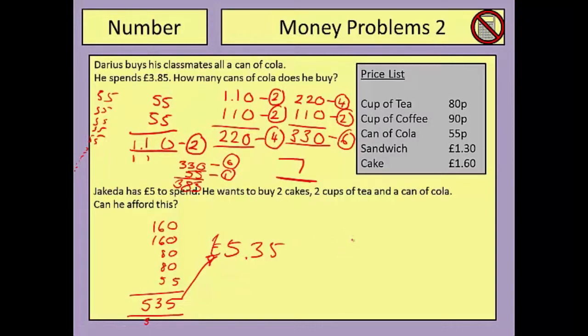So I have to actually answer the question. This isn't enough at this stage. I have to tell the examiner no, he definitely can't afford all of this, and a really nice touch as well is to say he is 35p short. He doesn't have enough by 35 pence.